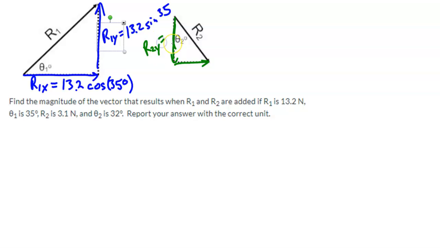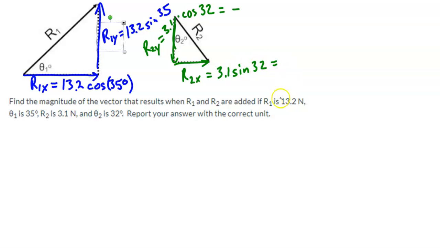This one will be R2y, and that's going to be whatever R2 is, so 3.1 times... Now check this out, be careful here. The angle's up here in the top, so this is actually going to be a cosine function, adjacent over hypotenuse. So it'll end up being 3.1 times cosine of 32. And this one, R2x, and by the way, whatever that comes out to be, make sure you do a negative of that. So R2x is going to be 3.1 sine of 32.